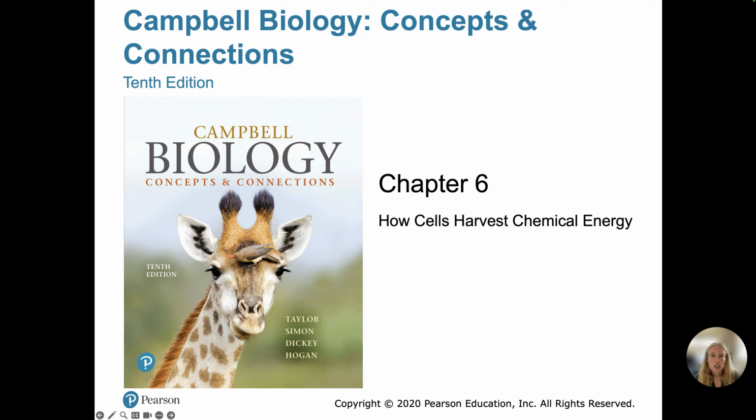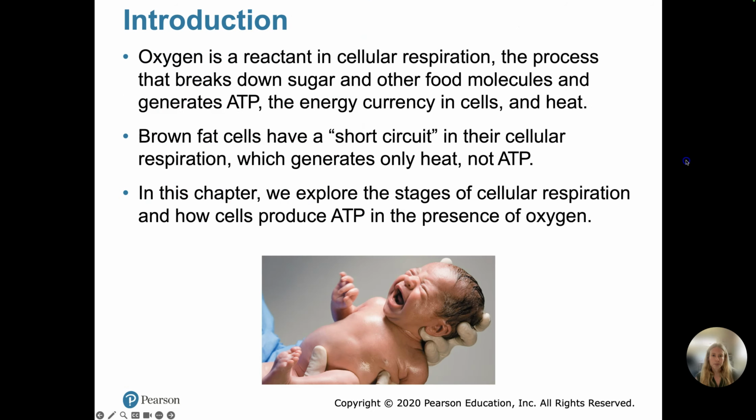Module 10 covers Chapter 6 in the textbook, which is How Cells Harvest Chemical Energy, aka Cellular Respiration. Like I mentioned in the previous lecture videos, this topic is inherently challenging, probably one of the most challenging ones that we will cover this semester. So definitely take your time doing the textbook reading, search out any outside videos if you're confused about a topic, and feel free to email me with any questions that you have after going through this lecture.